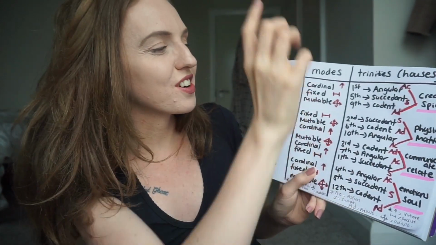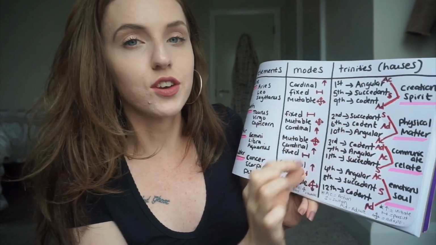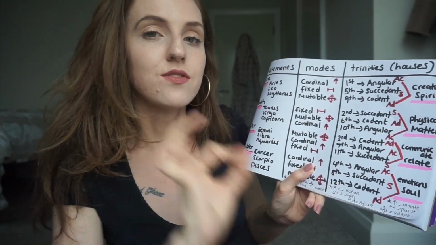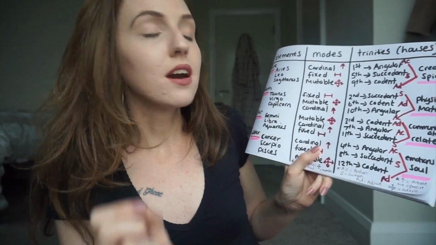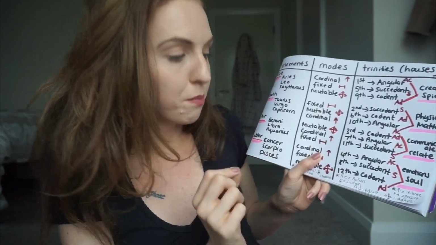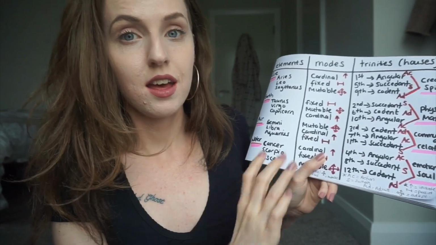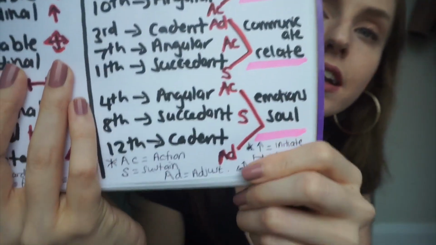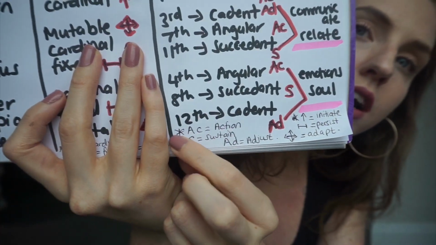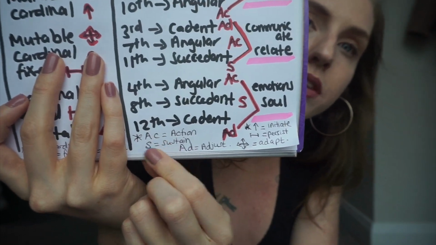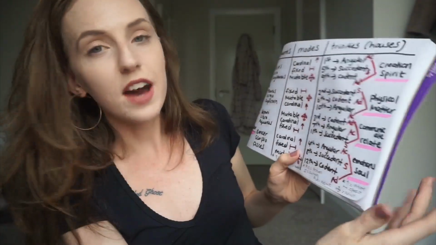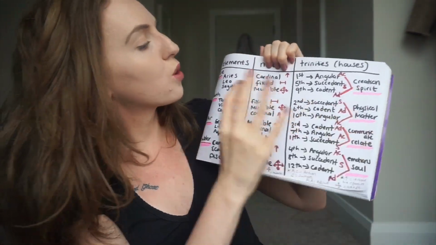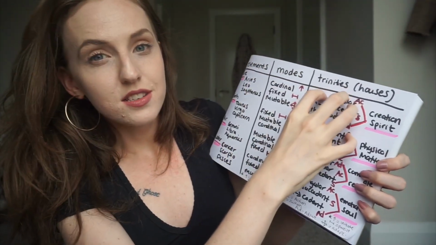And then for the cadent houses, I've done an AD. So instead of AC for angular, we're doing AD for cadent, because cadent houses are about adjusting. And then at the bottom here again, we've done the little star, and that again keeps us on track.